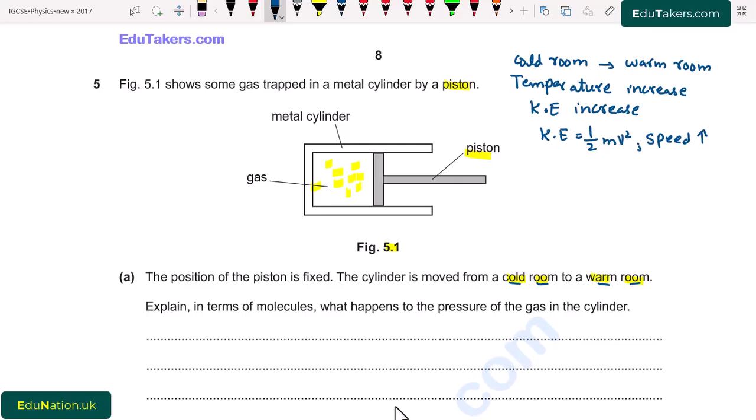So when the speed of molecules increases, the molecules collide with each other and with the wall of the piston, and also with the wall of the cylinder. In all directions they collide. After every collision, they change their direction and they bounce back. So there will be a change in momentum. I write here: collision and then change in momentum.